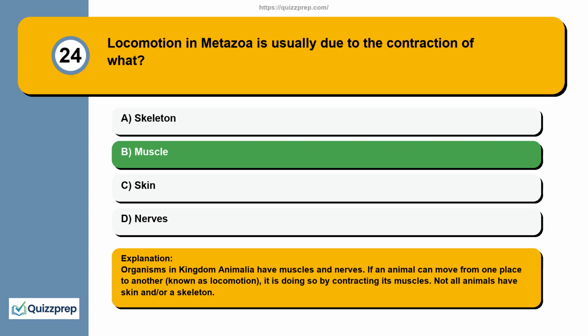Organisms in kingdom Animalia have muscles and nerves. If an animal can move from one place to another, known as locomotion, it is doing so by contracting its muscles. Not all animals have skin or a skeleton.